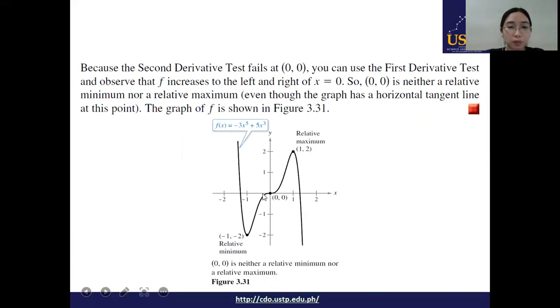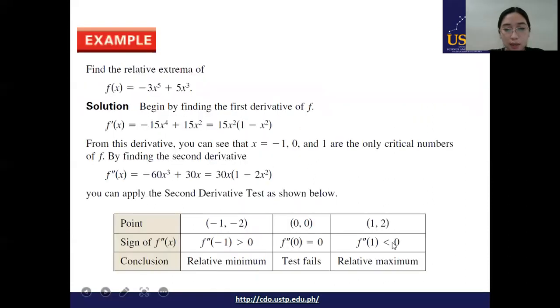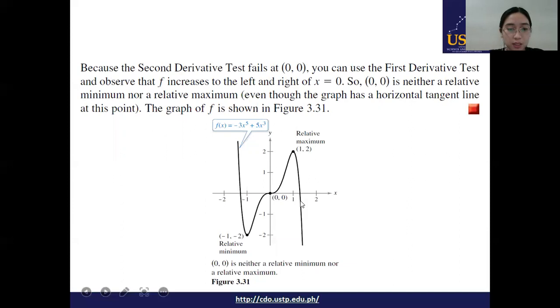The graph f is shown in the figure below. So the function f of x is equal to -3x to the 5th power plus 5x cubed. So at point -1, -2, it is a relative minimum, and at point 1, 2, relative maximum. And at point 0, 0, neither relative minimum nor relative maximum.